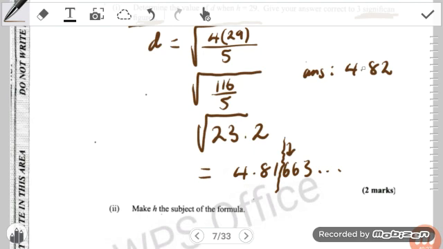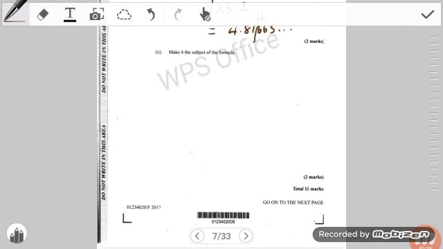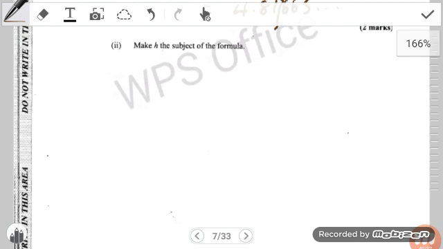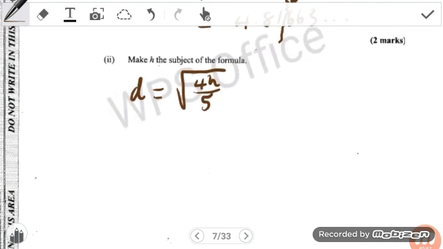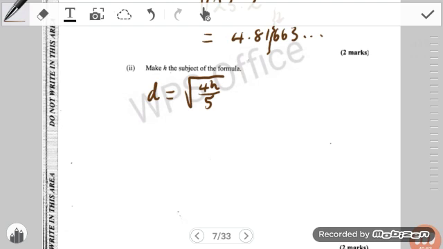Okay, alright, so the next part here says that we are to make h the subject of the formula. Alright, so the formula that was given to us was that d is equal to the square root of 4h over 5. The first thing we need to do when we are doing transposition or we are rearranging formulas is that we need to get rid of the root sign. Right, and to get rid of a square root sign, we obviously have to square both sides of the equation to keep the equation balanced.